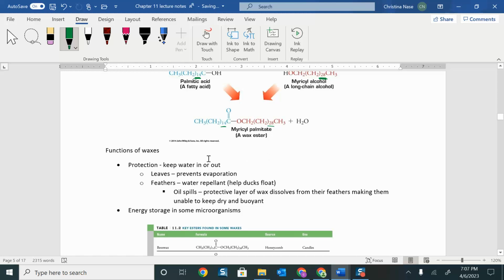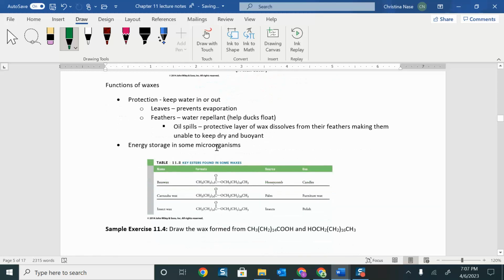So what are the functions of waxes? What are these purposes? You've seen these before. In plants, if you look at the top of leaves, you'll see that they kind of have a waxy coating on them. That's to prevent evaporation. So protection, the main purpose of wax is protection. You're going to keep water in or keep water out.